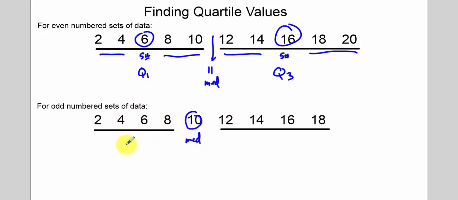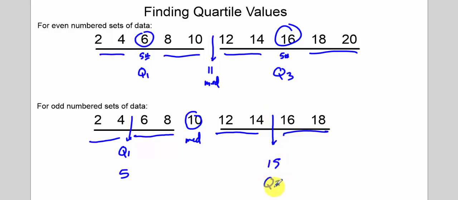So we have 4 numbers, 2 here, 2 here. Thus the first quartile is the average of 6 and 4, which is 5. And then again, 2 numbers here, 2 numbers here. We're looking for the average of 14 and 16, which is 15. And that's Q3. We can find the interquartile range by subtracting Q1 from Q3 in each case.